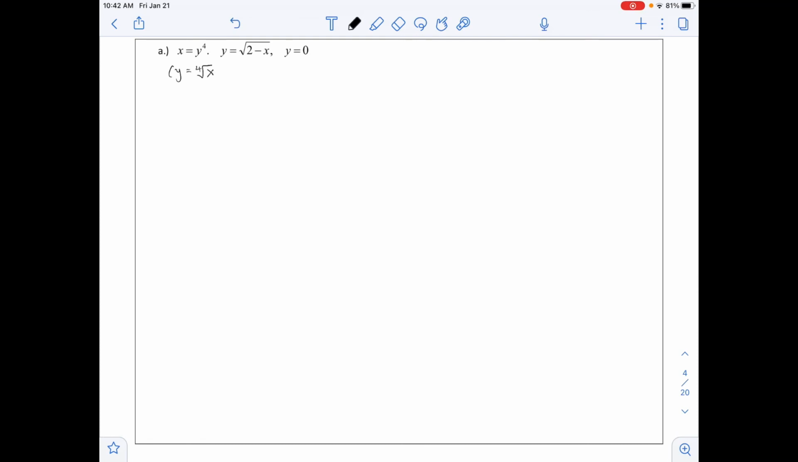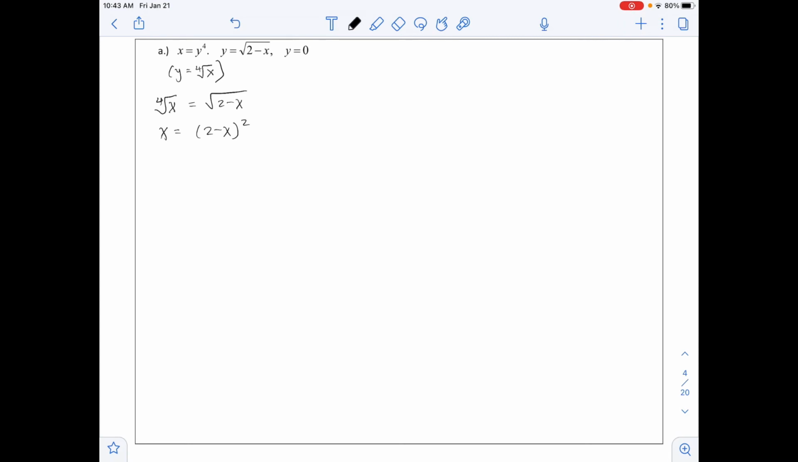So I'm going to go ahead and, since the way I rewrote the first equation is written in terms of x, I have y equals the fourth root of x. I'm going to go ahead and set that equal to the second function. So I have the fourth root of x is equal to the square root of 2 minus x. And so I'm going to go ahead and raise everything to the fourth power. And when I do, this is just going to be x. And then raising the square root to a fourth power, I would have an exponent now of 2.